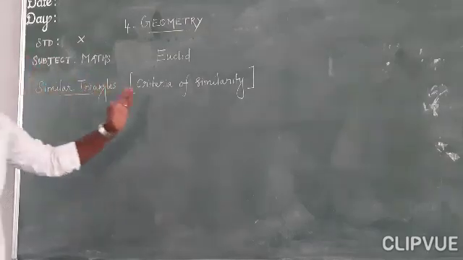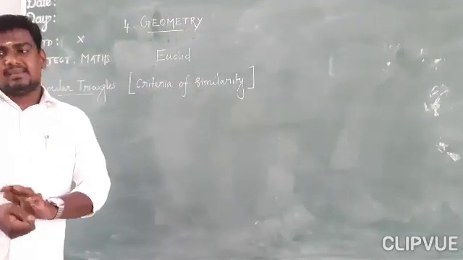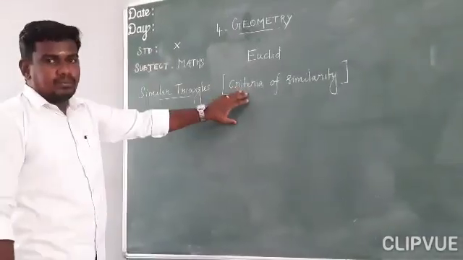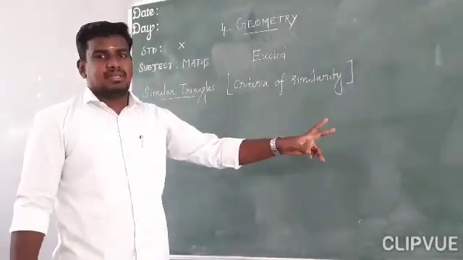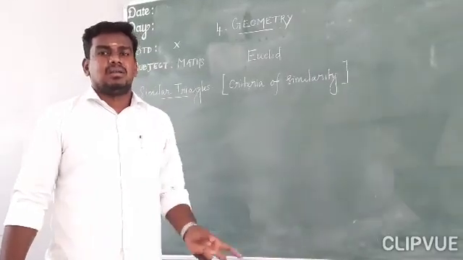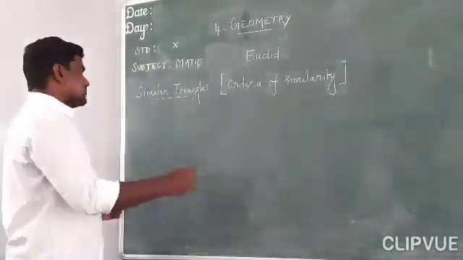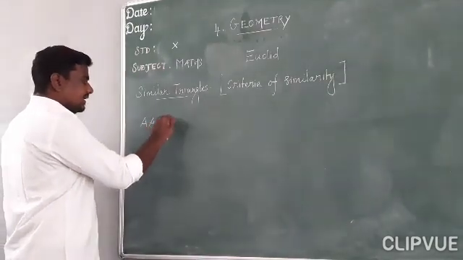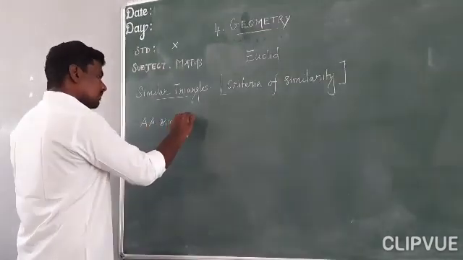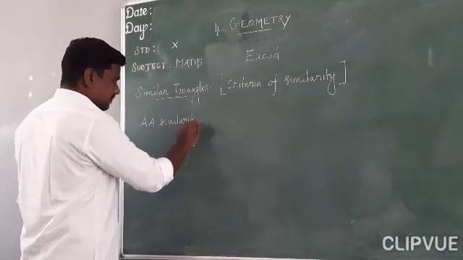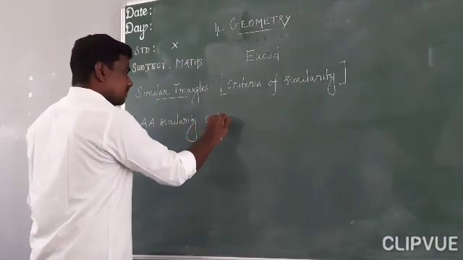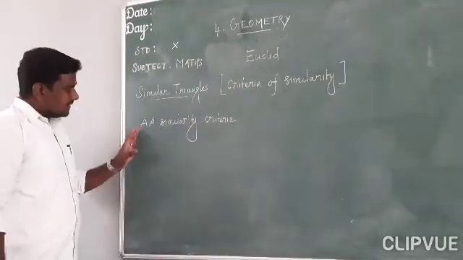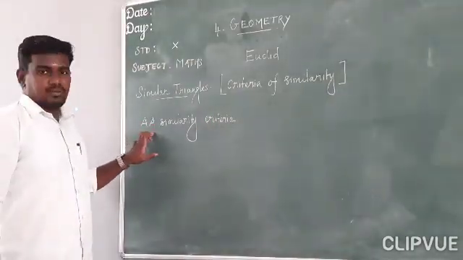Next, criteria of similarity. It is used to prove whether two triangles are similar or not similar. So the first one, angle similarity criteria.